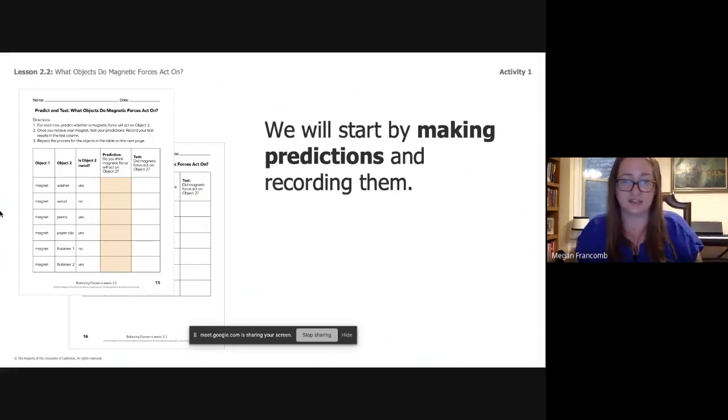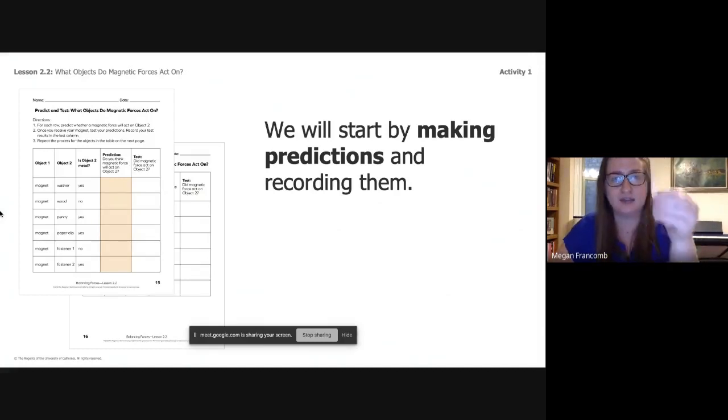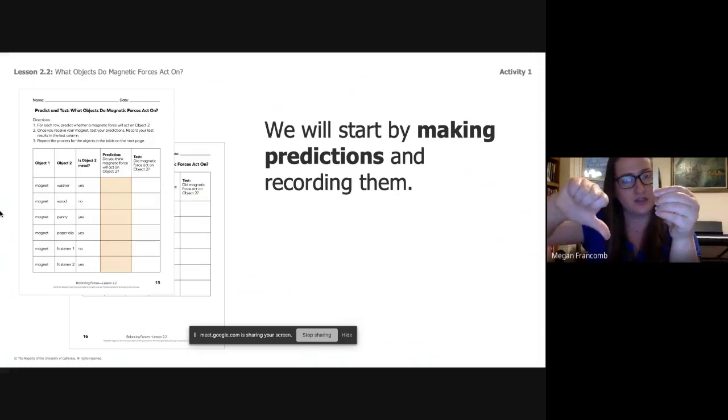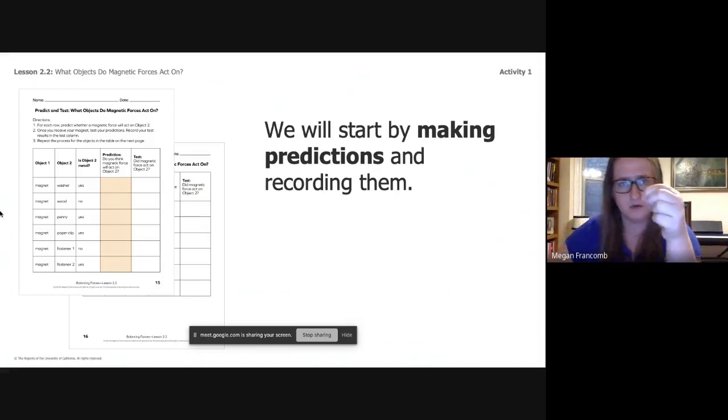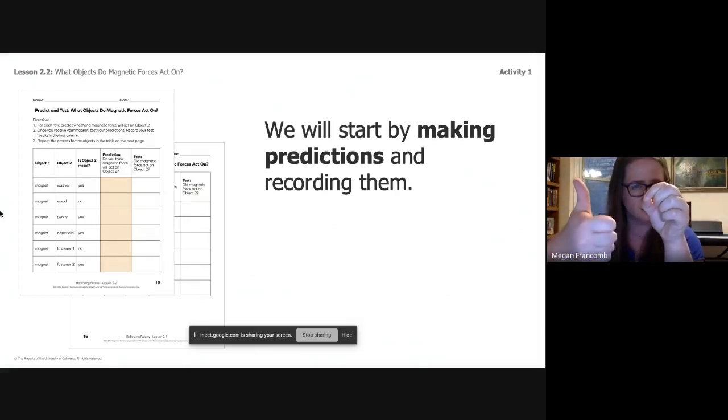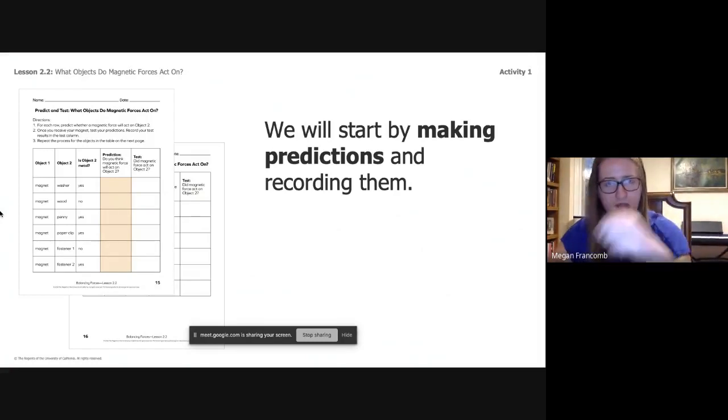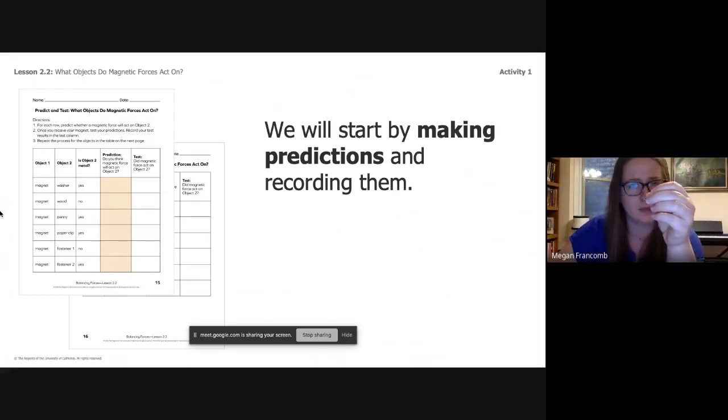Once you've gathered your 6 objects, you can start making predictions. So, do you think the magnet would act on a popsicle stick? Yes or no? Think to yourself now. Do you think a magnet would have a force on a staple? Yes or no? It is a metal. Do you think a magnet would have a force on a bobby pin? Do you think a magnet would have a force on a quarter? A piece of paper? A spoon?